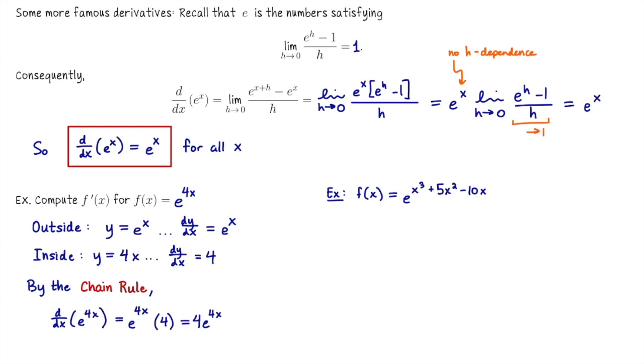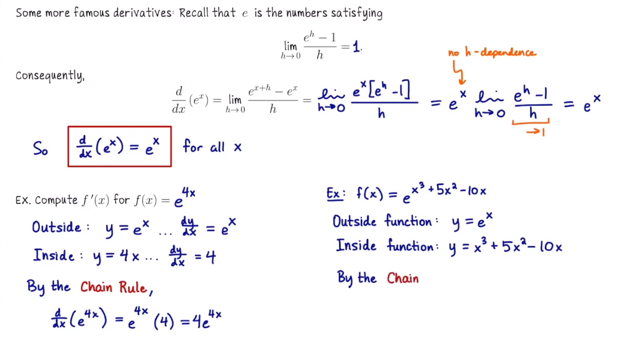For just a slightly bigger example, let's look at f of x equals e to the polynomial x cubed plus 5x squared minus 10x. Again, the outside function is y equals e to the x, whereas the inside function is y equals x cubed plus 5x squared minus 10x. So by the chain rule, df dx is going to be e to the inside function, so e to the x cubed plus 5x squared minus 10x, times the derivative of the inside function, which is going to be 3x squared plus 10x minus 10.